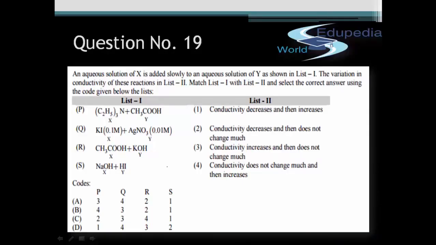So let us come to question number 19. Question number 19 is a match the column type of question which is from the topic of electrochemistry. Let us look at the question.